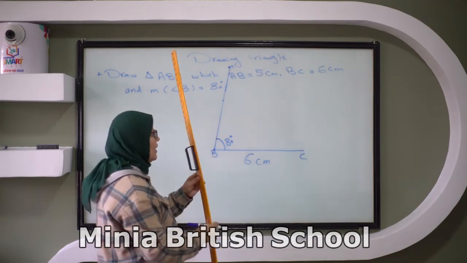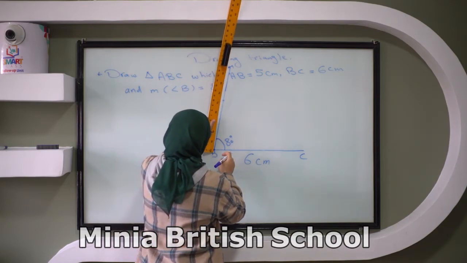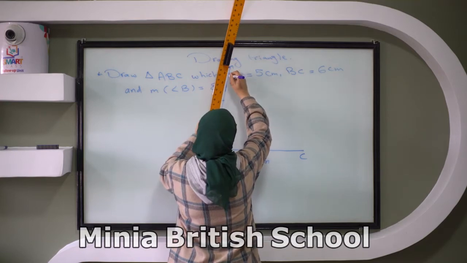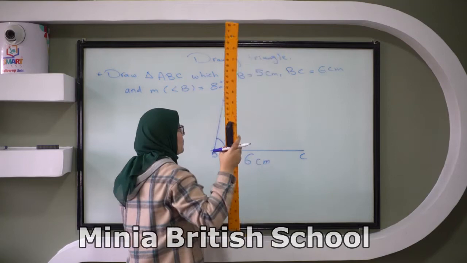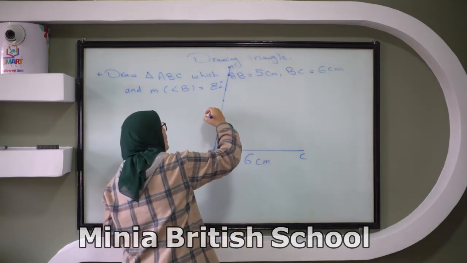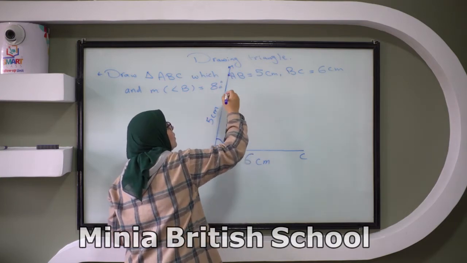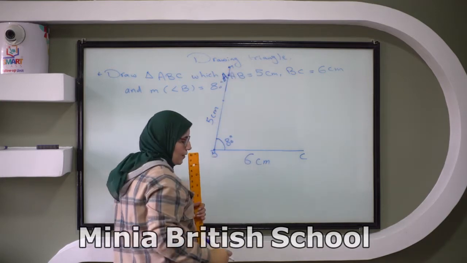You have to start again from zero. So I will start from zero, and it will be until here. I think that will be until here. This is 5 centimeters. If you draw it, you will find this space is 5 centimeters. And this vertex is called A. Then what will I do?